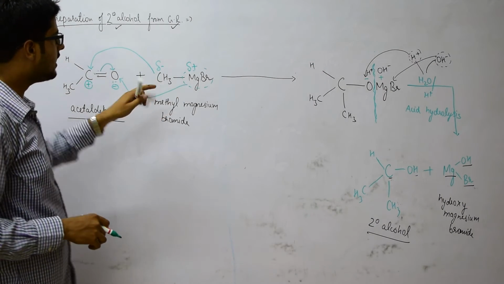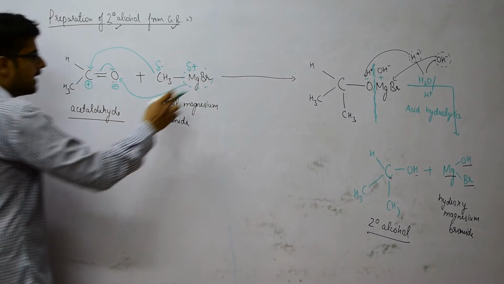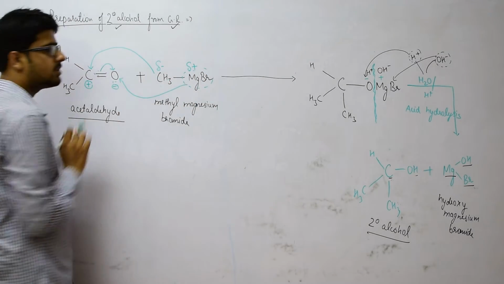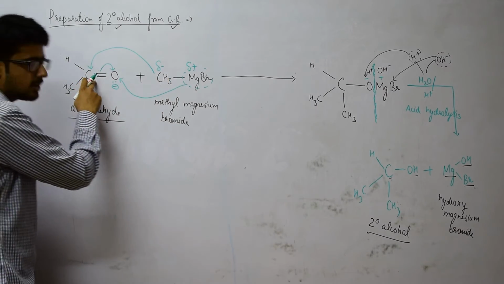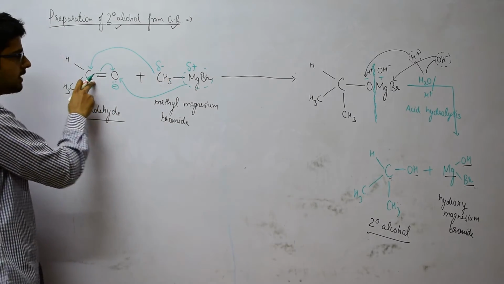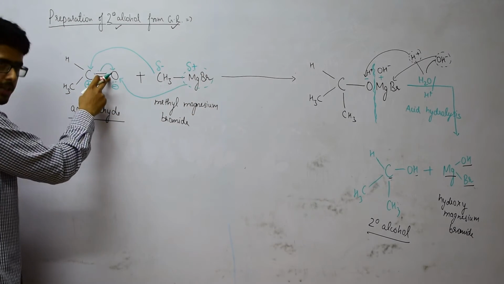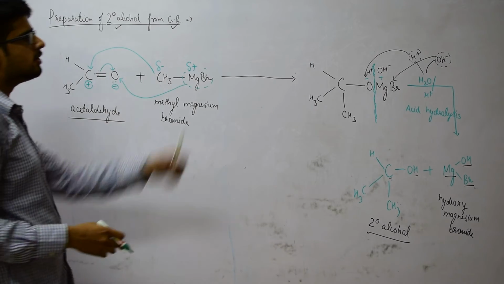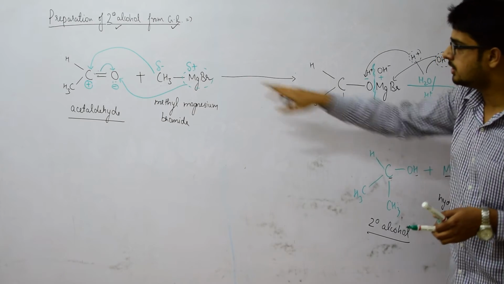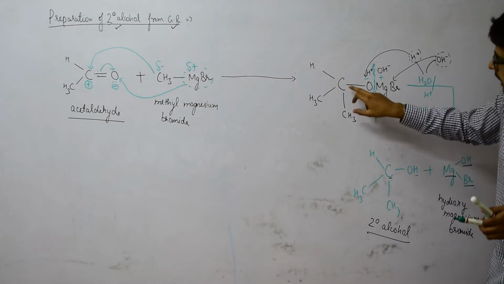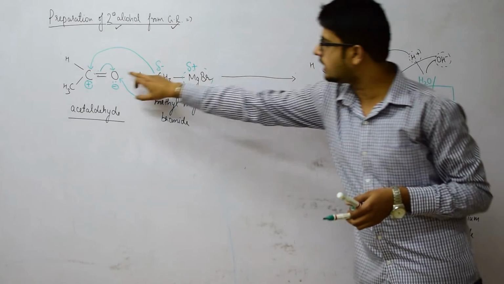Now this is our Grignard reagent CH3MgBr, called methyl magnesium bromide. MgBr has slight positive charge, CH3 has partial negative charge. So this negative charge would attack this positive charge carbon atom, and this positively charged MgBr will attack the negatively charged oxygen atom, leading to the formation of an intermediate complex. This CH3 got attached with this carbon atom, and this MgBr arranged with this oxygen atom.